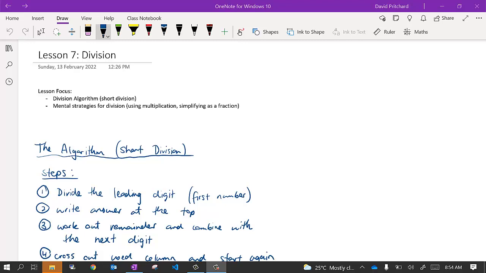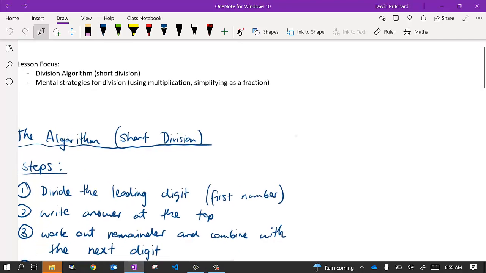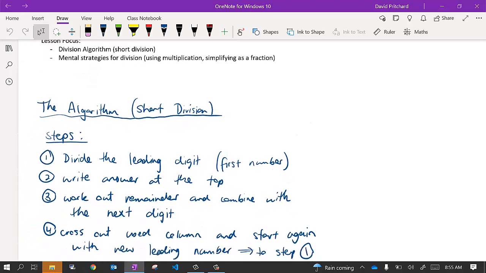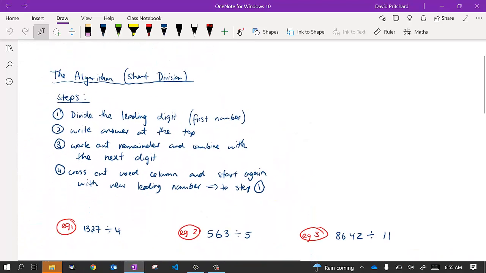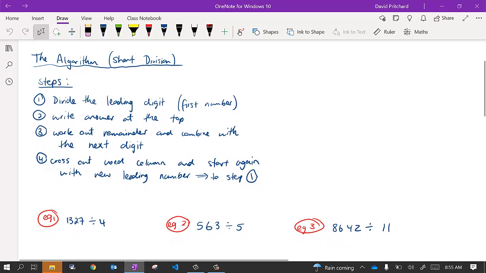In this lesson today, we're looking at division. In particular, we'll be going through the division algorithm. We'll focus just on the short division algorithm, so it should be nice and quick. And then we'll look at some mental strategies for division as well.